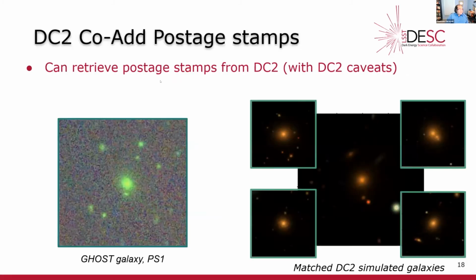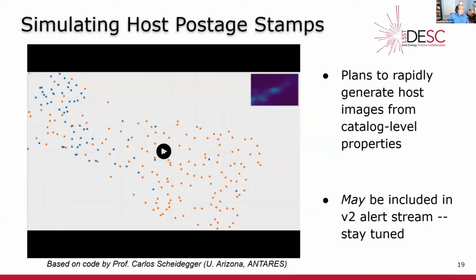So for host stamps, you can simply use the matched stamps between Ghost and DC2 directly. And you can see you can pick a galaxy in Ghost from PanSTARRS and get galaxies that look pretty darn similar to it already from DC2. But you can actually hopefully do a little bit better.